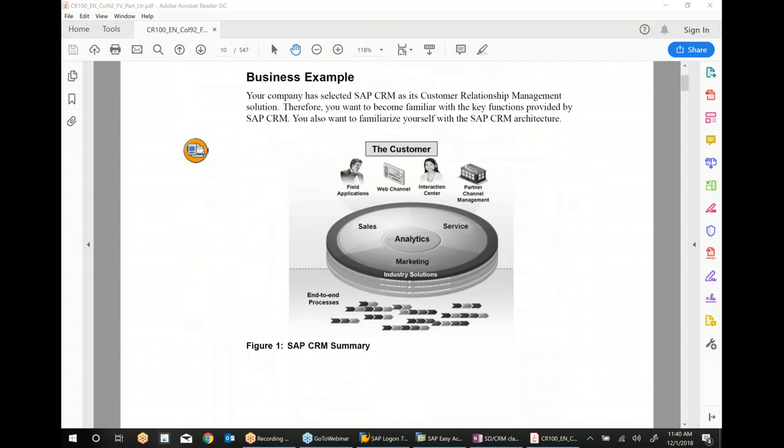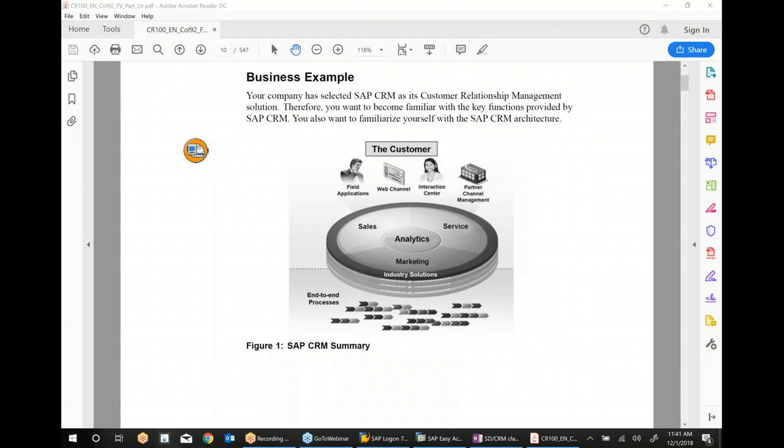From the function perspective, from the process perspective, CRM has only three processes. We see this figure one. So here, from the process perspective, you will see sales, service, and marketing. So in SAP CRM, or any CRM for that matter, anywhere in the world, you only have three processes: sales process, service process, and the marketing process.